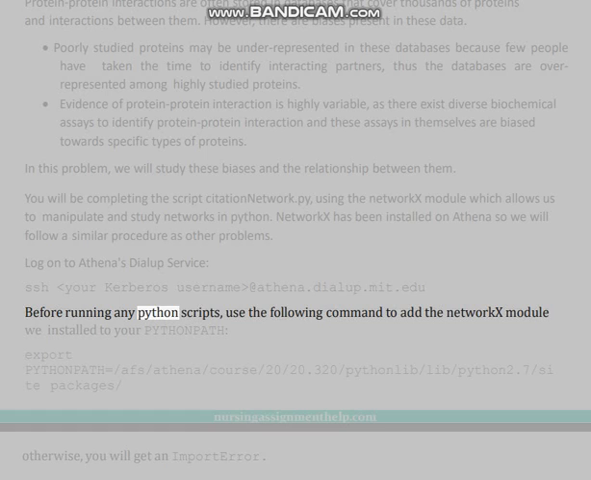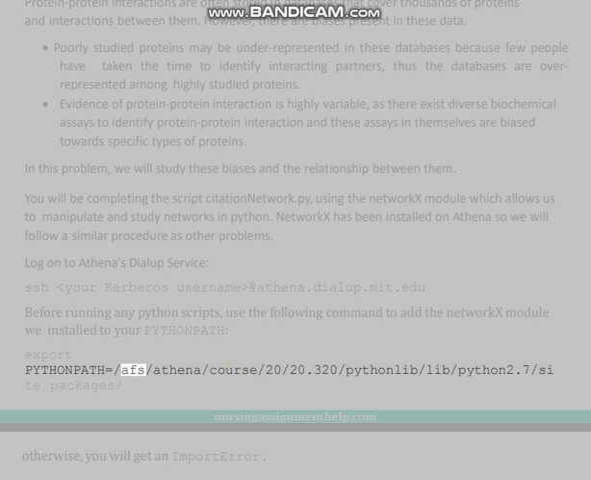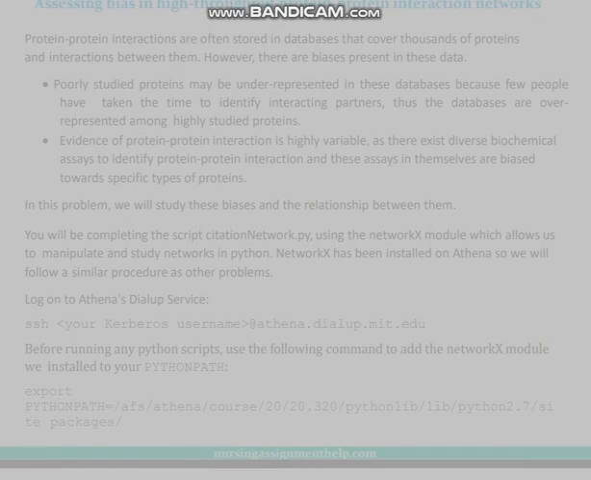Before running any Python scripts, use the following command to add the NetworkX module we installed to your Python path. export PYTHONPATH=/afs/athena/course/20/20.320/pythonlib/python2.7/site-packages/.